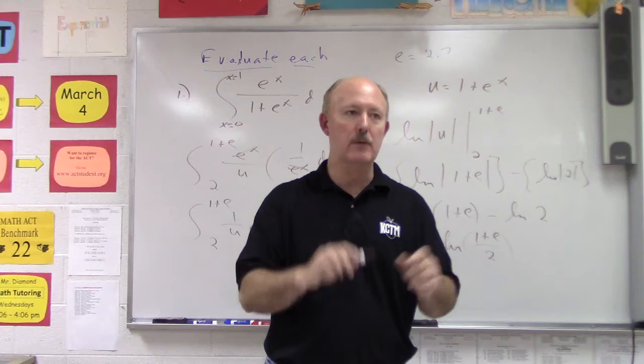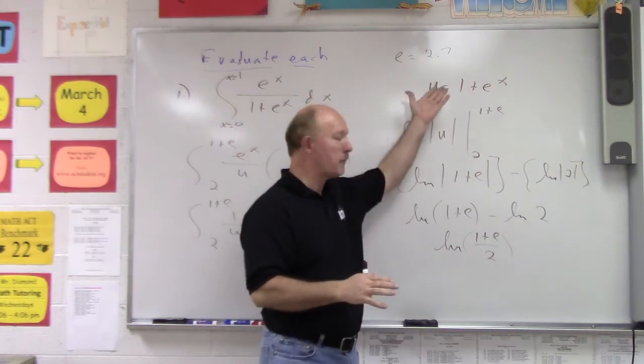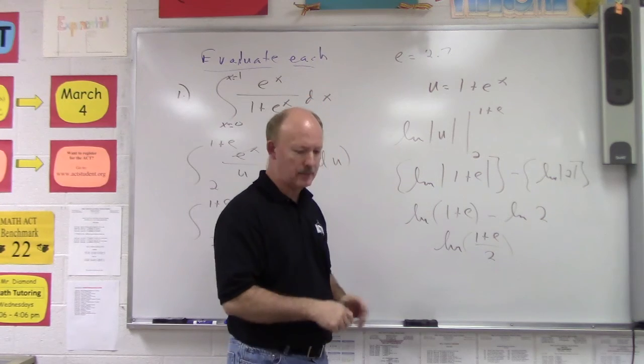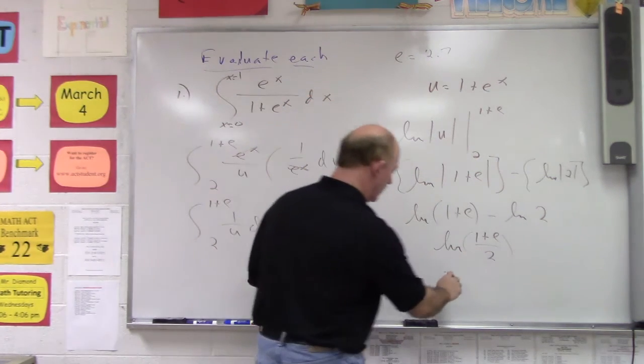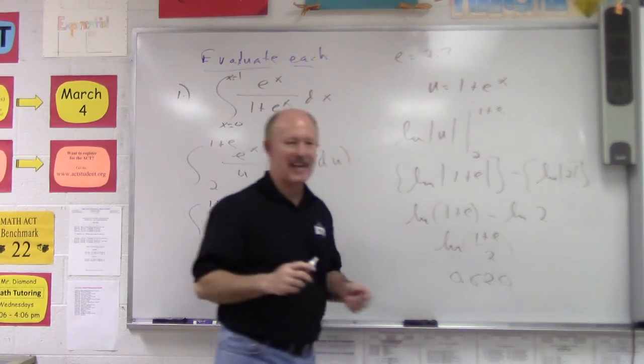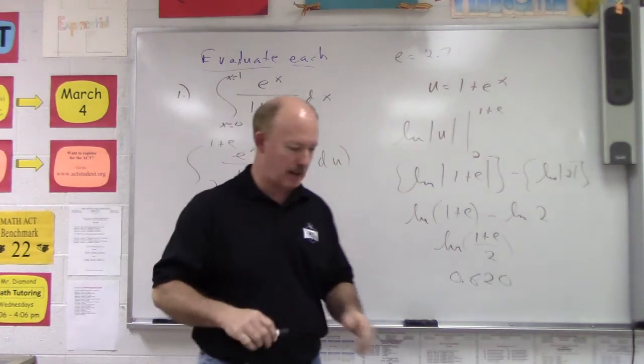So just kind of watch out. Be able to write your answer. You should be able to do this problem without a calculator. Now, if you've got a calculator, you can punch it up. When I approximated this, I got about 0.620. So I punch it up on my calculator, and you can check and see if you got the same answer that I got there.